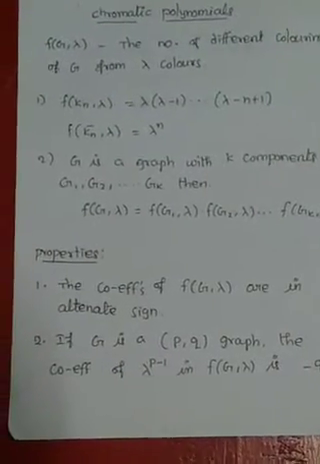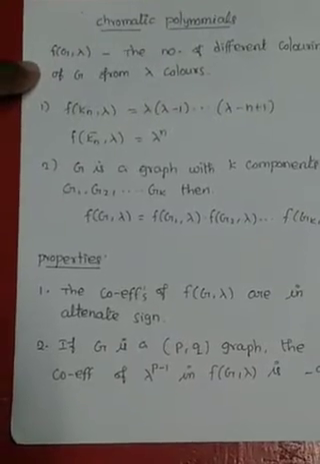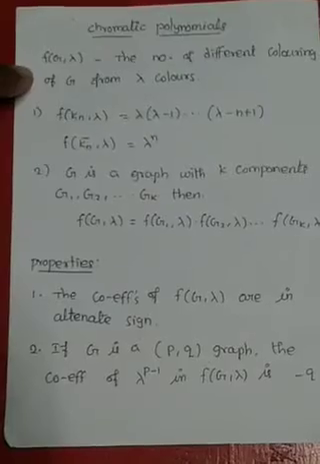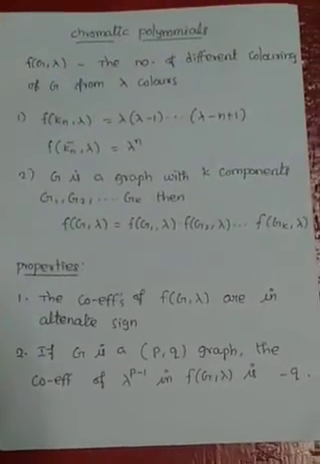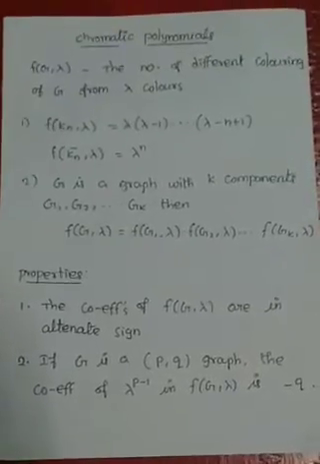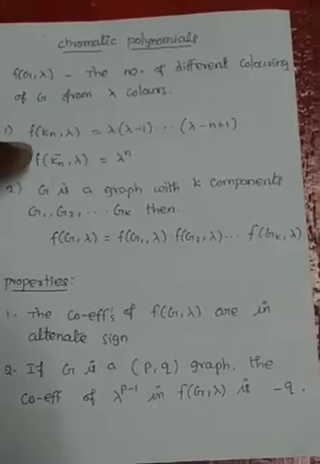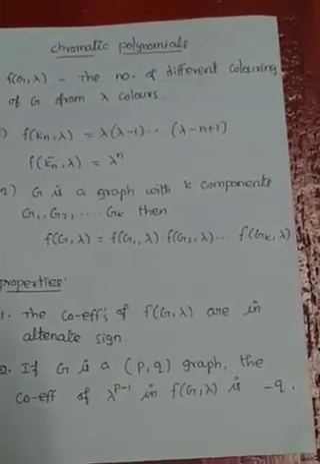Welcome to all. Today's topic is the chromatic polynomial. It is denoted by f of G comma lambda. It's nothing but the number of different colorings of G from lambda colors. The chromatic polynomial of a complete graph with n vertices is denoted by f of Kn comma lambda.